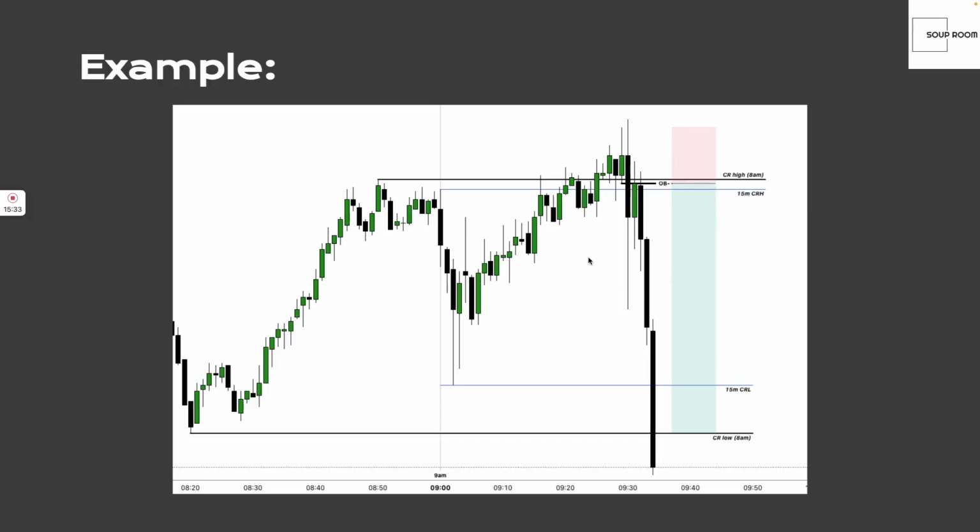Where would you be targeting? The low of the 8 a.m. candle. That is your final TP. Now, you always need to take partials at the midpoint of the range. Or, as I like to do it, the low of the 15-minute range. You'll see most of the time the low of the 15-minute range lines up with the midpoint of the 8 a.m. range. Not in this example.